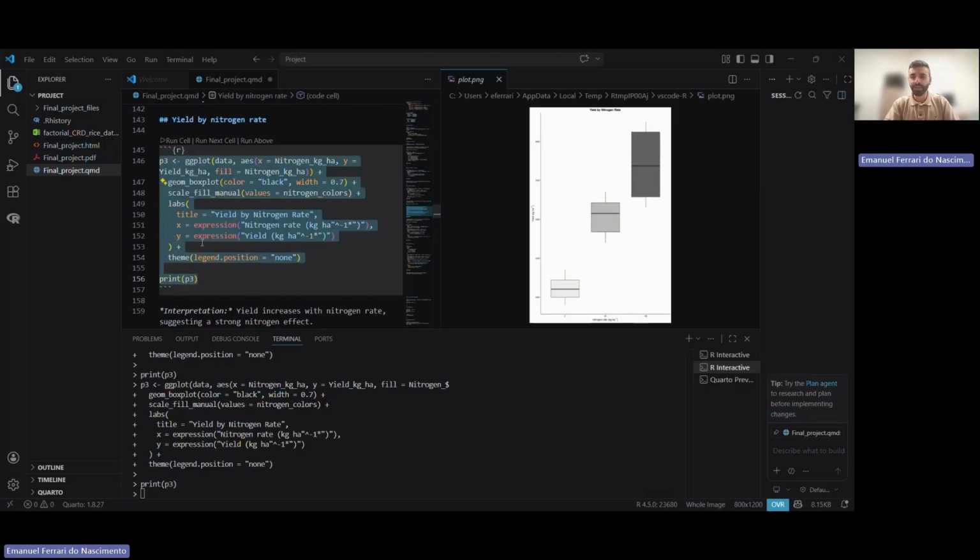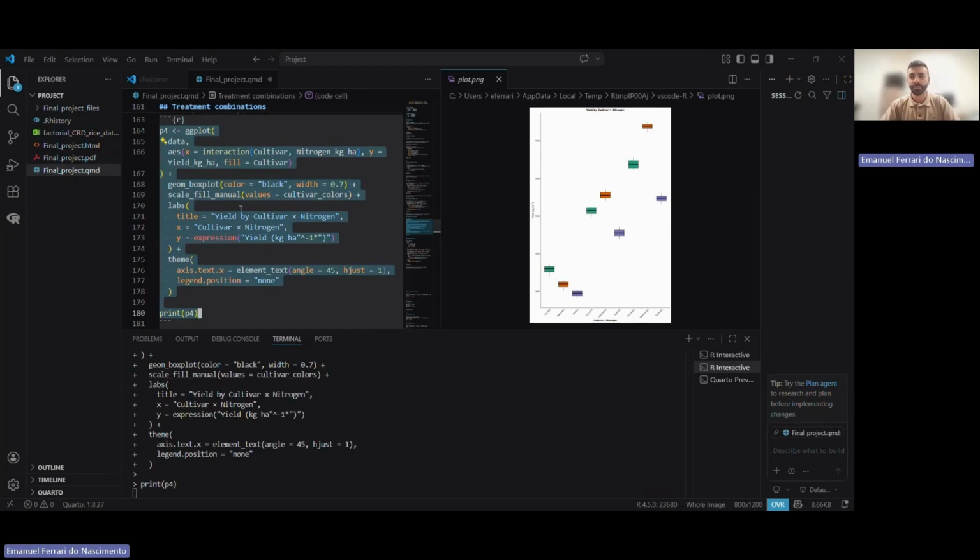The second box plot here compares yield by nitrogen level, and we can also see differences in yield among those different levels of nitrogen, indicating a potential effect of nitrogen on yield. And we also observe that the highest yield occurs when we use the highest level of nitrogen, of 100.